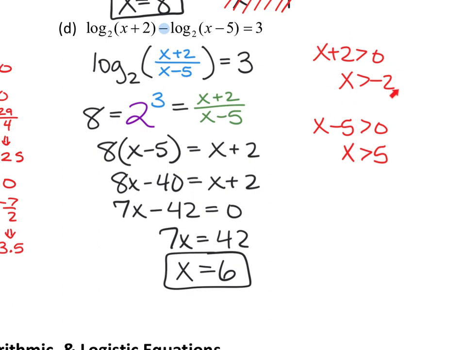x plus 2 greater than 0 means that x has to be greater than negative 2. Check, it is. And x minus 5 greater than 0 means that x has to be greater than 5. And yes, 6 is greater than 5, so this checks out. And it abides by my restrictions.